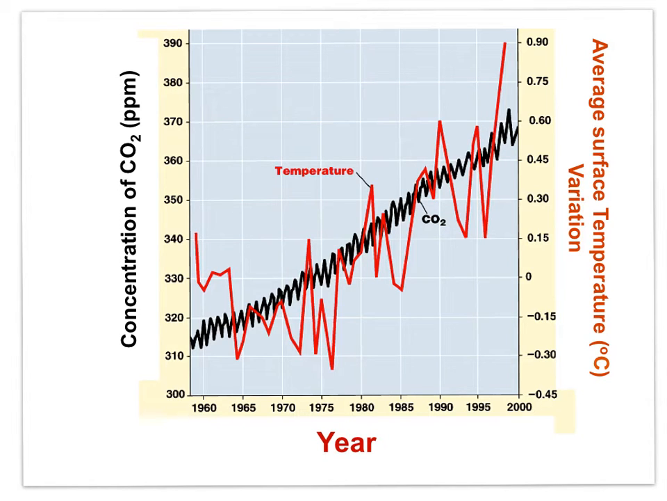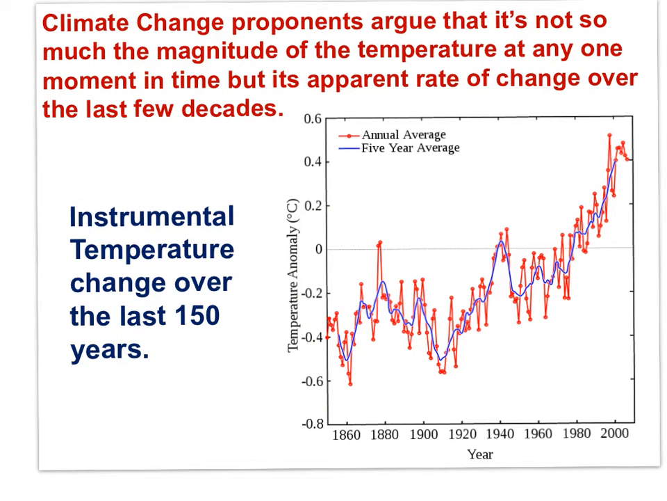As the CO2 is increasing, the temperature in turn is also increasing. The climate change skeptic would say, but this graph only goes back 40 or 50 years, so how do we really know that these temperatures are higher than they have been in the past? This is a graph that shows instrumental temperature change over the last 150 years or so, and the data has come from thermometers. On both counts, the data is reasonably more reliable.